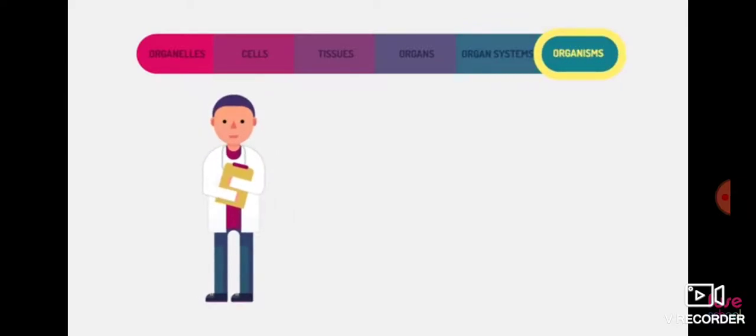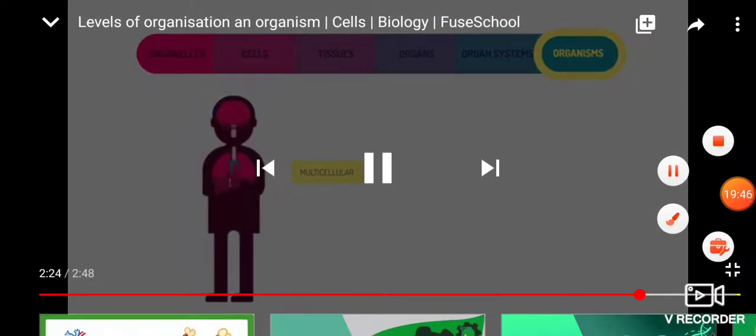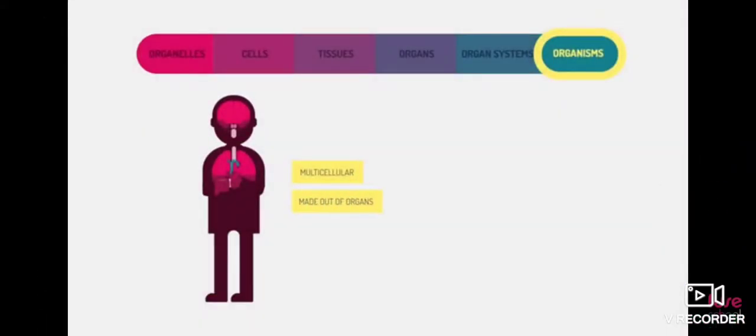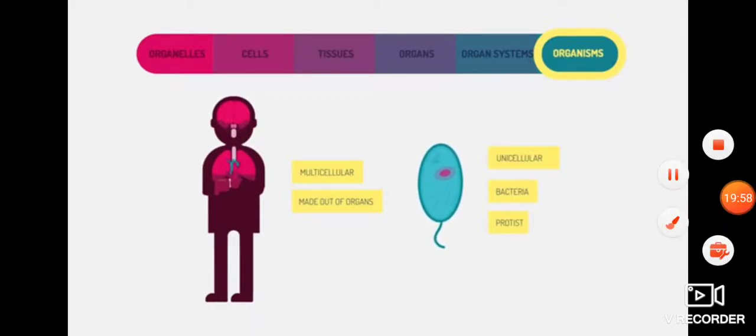Organisms are entire living things that can carry out all basic life processes. Multicellular organisms are made up of organ systems, but unicellular organisms such as bacteria or protists are made up of one cell. So there are the levels of organization in multicellular organisms.